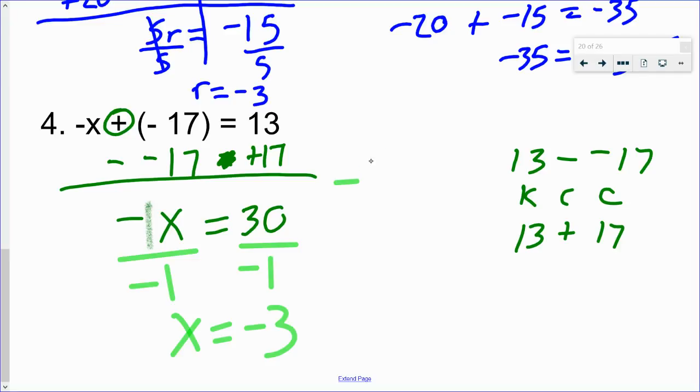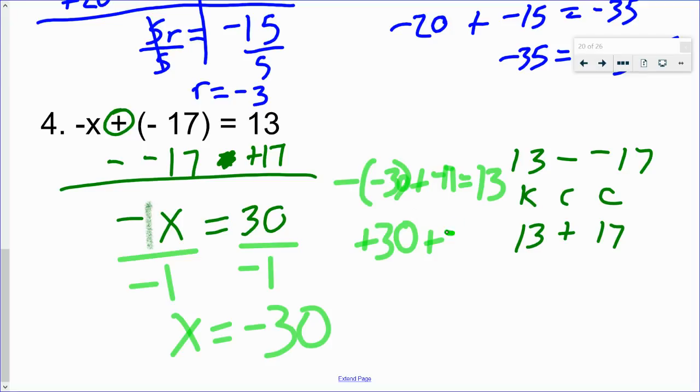So now we check it. Is the negative of negative 30 plus negative 17 equal to 13? Well, this makes a positive 30. My bad. I'm telling you guys, I am losing it today. Plus a negative 17 equal to 13. Different signs subtract. So if I subtract, I get 13 equals 13.